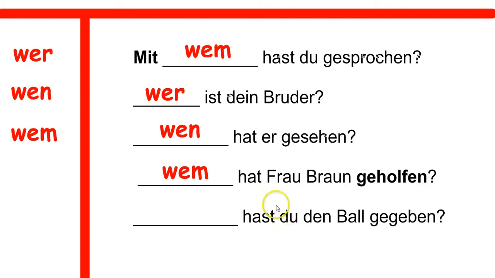And last, you did give the ball. So now we have you is the subject. You gave who or what? The ball. So that's the direct object, accusative. To whom or for whom? That's the indirect object. So dative case. Wem hast du den Ball gegeben? Please make your corrections.